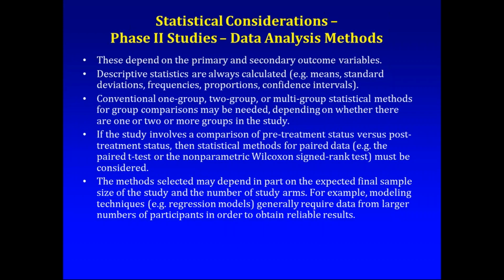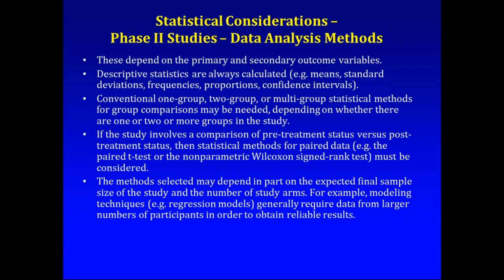The methods that we select, which we select before doing the study, of course, may depend, and really do depend, partly on the expected final sample size of the study and the number of study arms. Those are the two primary considerations. The conventional methods I referred to, like the ones used to compare groups, can almost always be used.